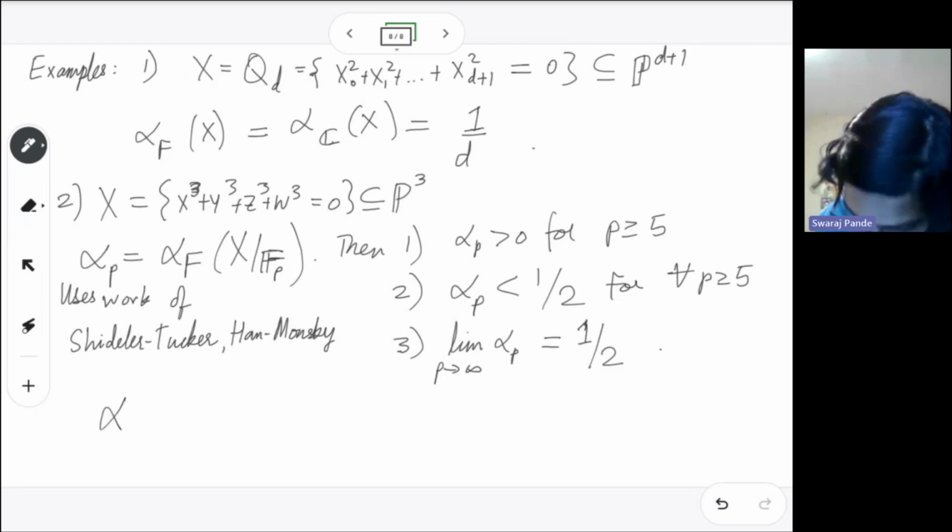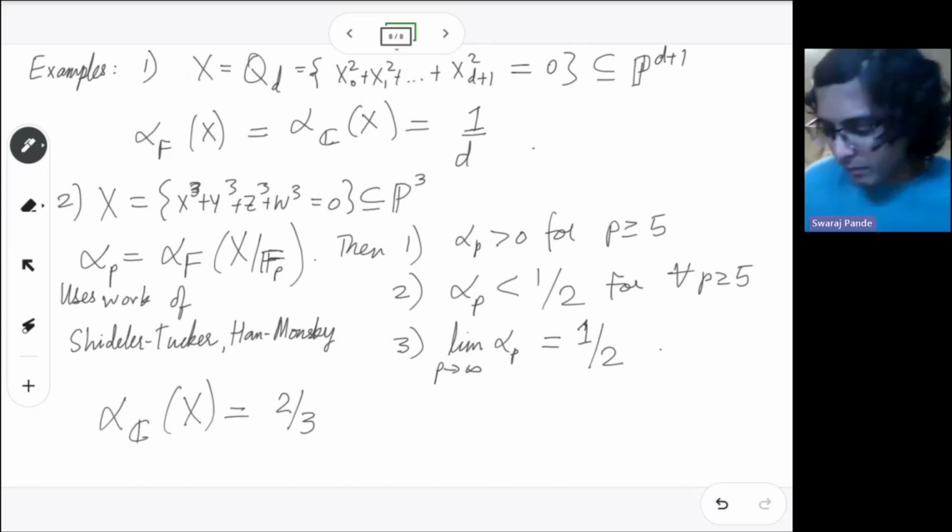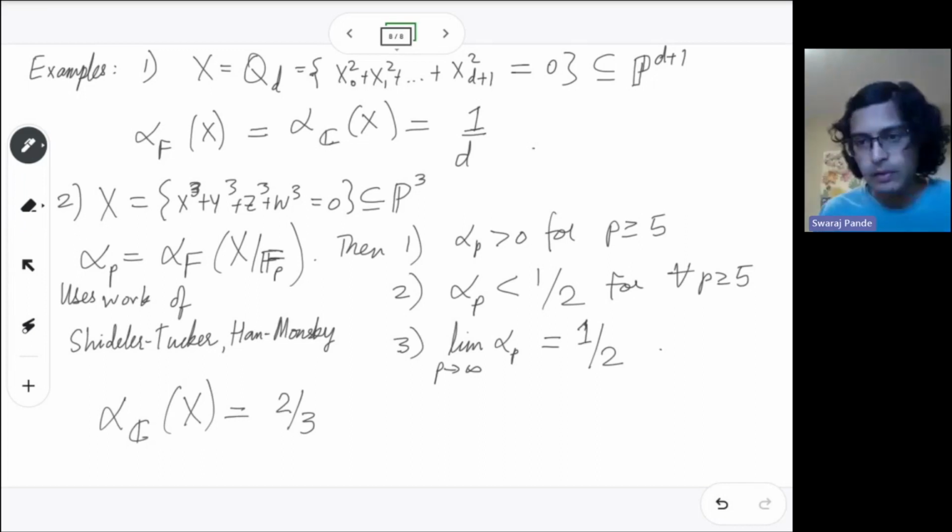I should remark that the complex alpha invariant of the same cubic surface is actually 2/3. So there's one example where the complex alpha invariant and the characteristic p alpha invariant are not matching, also not matching in the limit, and so on.